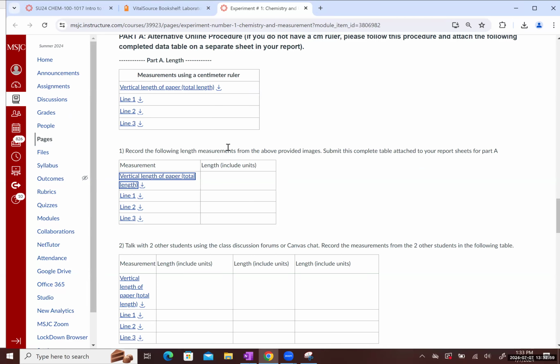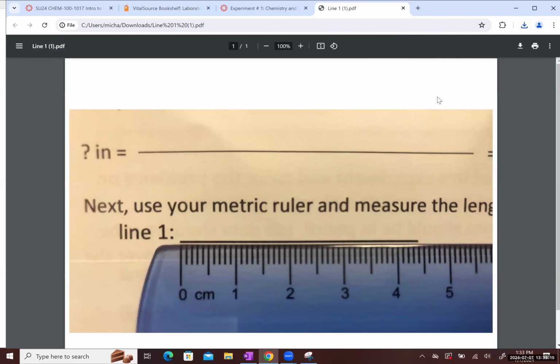And again, you can find this table in the lab page. It has all of the photos, videos, and other data tables that you're going to be using to fill in your report sheets. So let's look at this line 1 now. Okay, and again, we're going to have to take a measurement. So first things first, let's just do a check to make sure we have the same graduated marks. 1, 2, 3, 4, 5, 6, 7, 8, 9, 10. So there are 10 ticks in 1 centimeter.